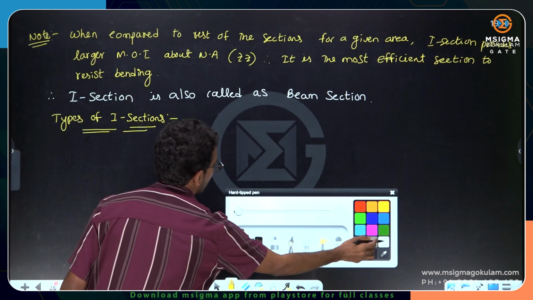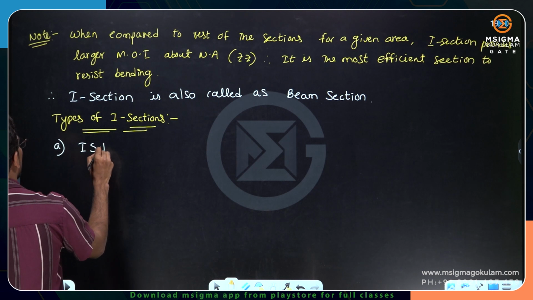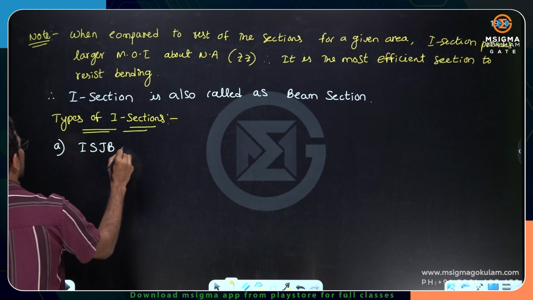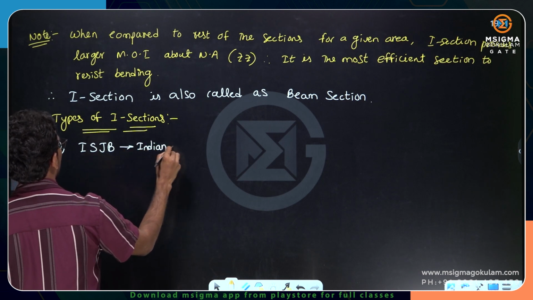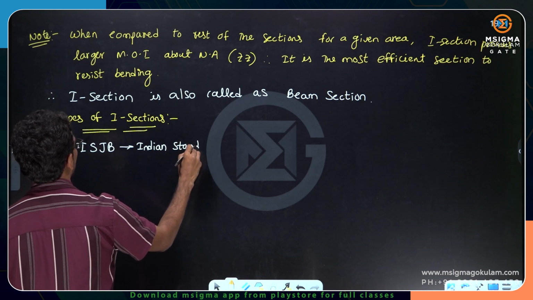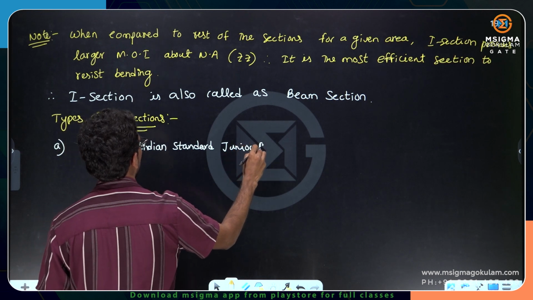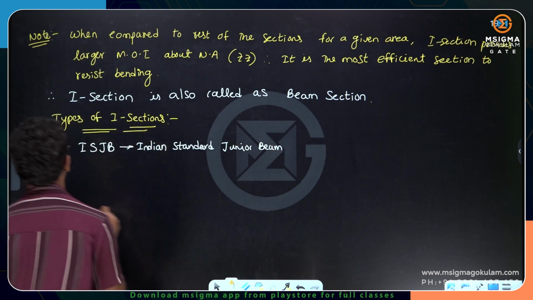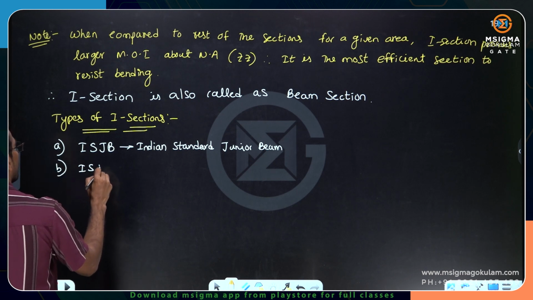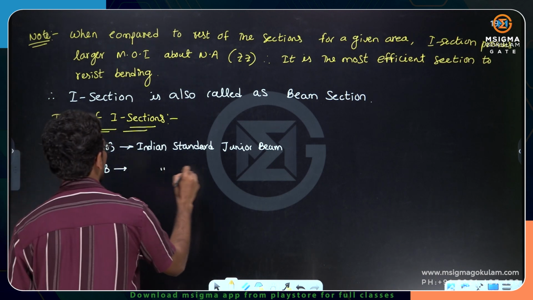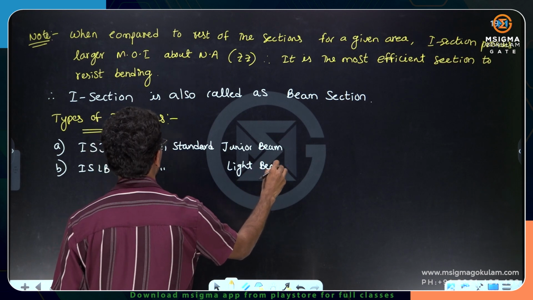The first thing is that we have ISJB. What is the meaning of ISJB? Indian Standard Junior Beam. The second one is Indian Standard Light Beam, or people also call it light beam or lightweight beam. Both are the same, there is no difference.